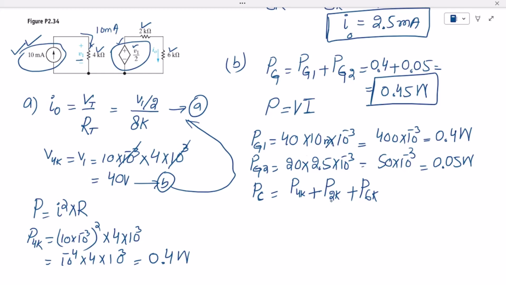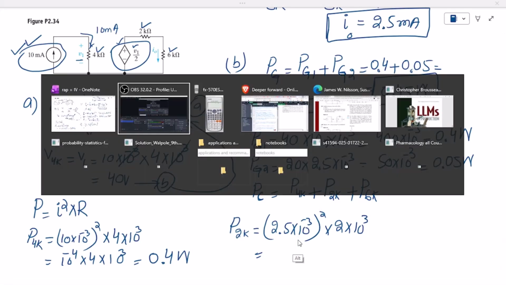Now in order to find the power consumed by this 2K ohm resistor, it will be 2K and the current through it is I naught. I naught is also found out, and that is 2.5 into 10 to the power minus 3 whole square multiplied by the 2K. So therefore 2 into 10 to the power 3. So here we will get 2.5 square multiplied by 10 to the power minus 6. So how much would it be? Let me find it out.